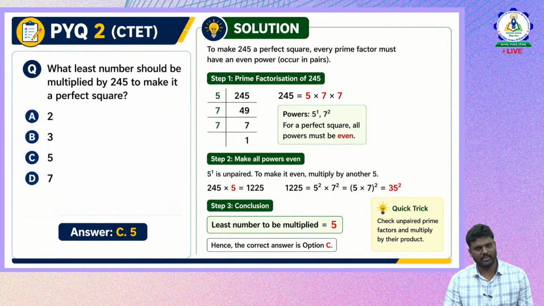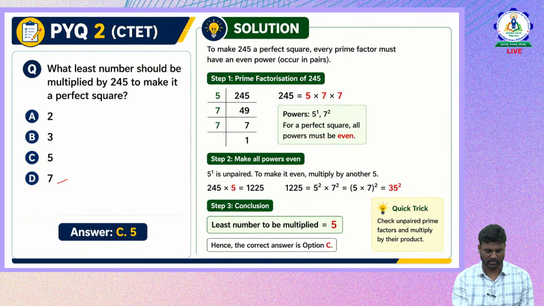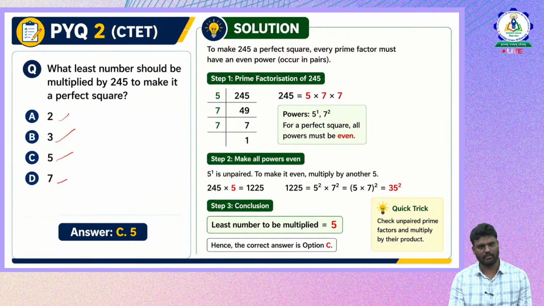Now coming to the second question, the question is like this: what least number should be multiplied by 245 to make it a perfect square? Okay, this is not a perfect square. In order to make it a perfect square, which is the least number we need to apply here, whether it is a 2, a 3, or a 7? Which is the least number multiplied with 245 to make it a perfect square?